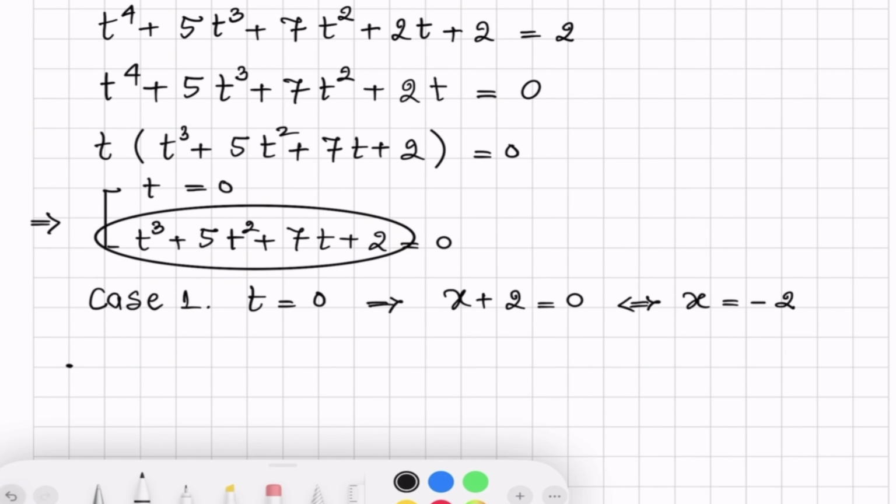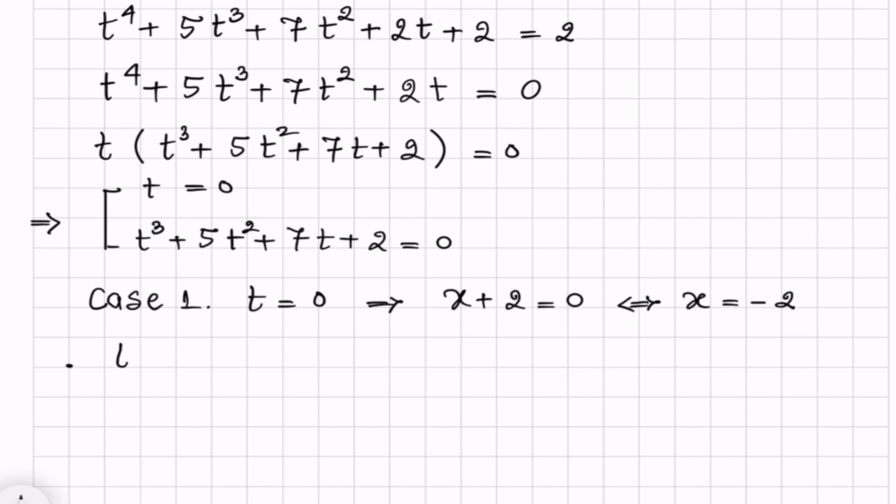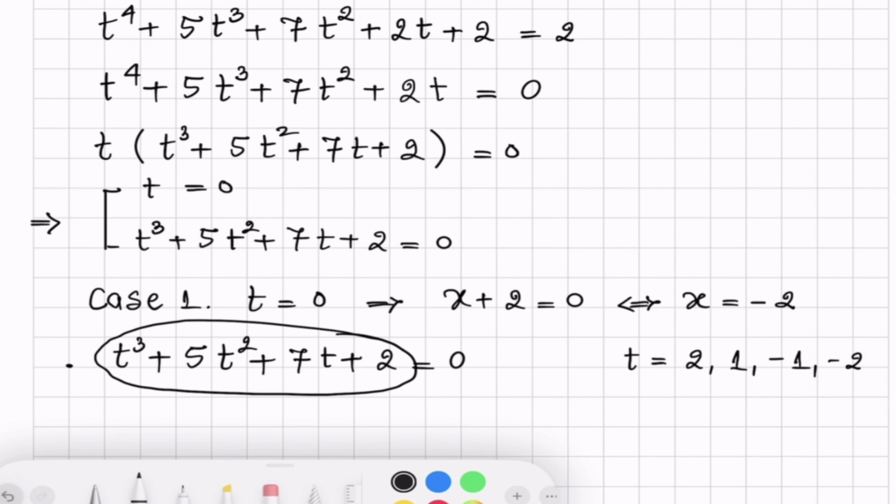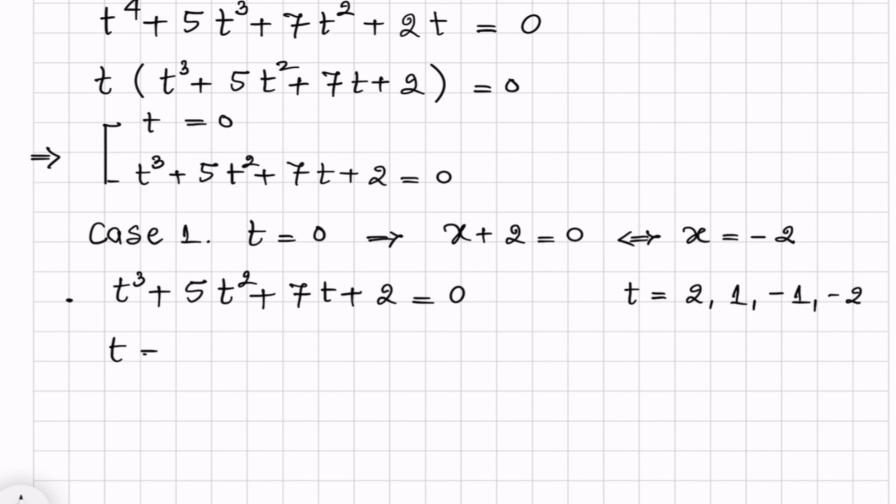And another equation here, we need to solve for t again. In order to find the values of t related to this equation, we have to test. So t could be equal to 2, 1, minus 1, or minus 2. We don't know what the values of t are that will satisfy this equation, so we have to test it. So test it when t equal to 2.